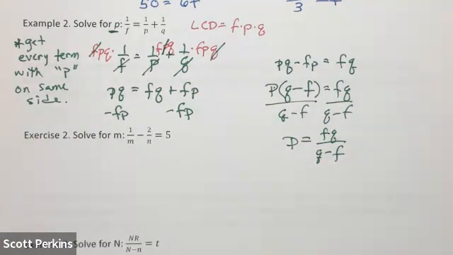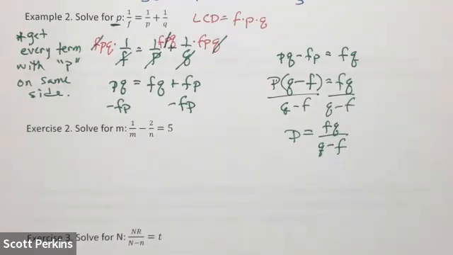So that's a little bit of a difficult thing, and I understand remembering to get everything with the variable you're solving for on one side can be a tricky thing. So exercise 2 is going to present you a similar situation. I've changed the letters a little bit and made the equation a little bit simpler. So go ahead and see what you can do. You're solving the next one for M, that letter M.